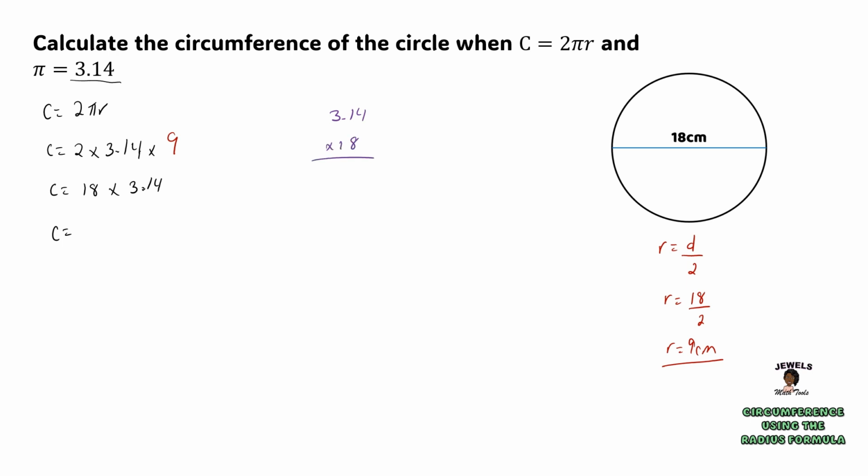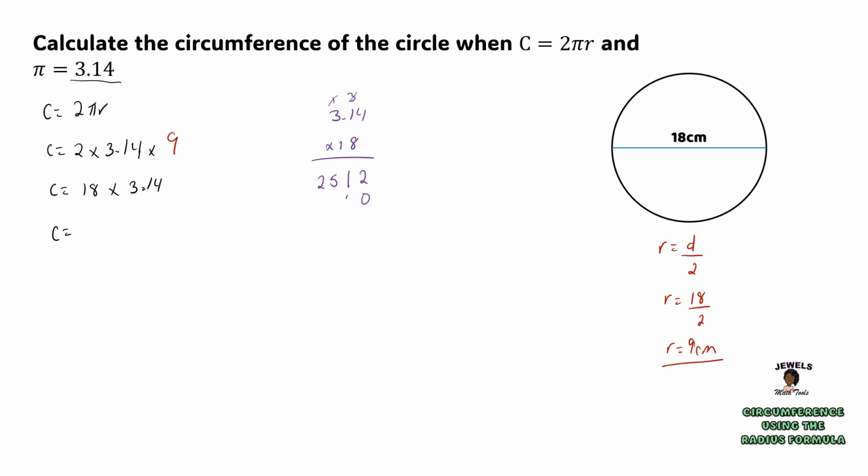So 8 times 4 is 32. We'll put our 2, carry the 3. 8 times 1 is 8, plus 3 would equal 11. We'll put our 1, carry the 1. 8 times 3 is 24, plus 1 will equal 25. We're now going to input a 0 and begin multiplying by our 1.